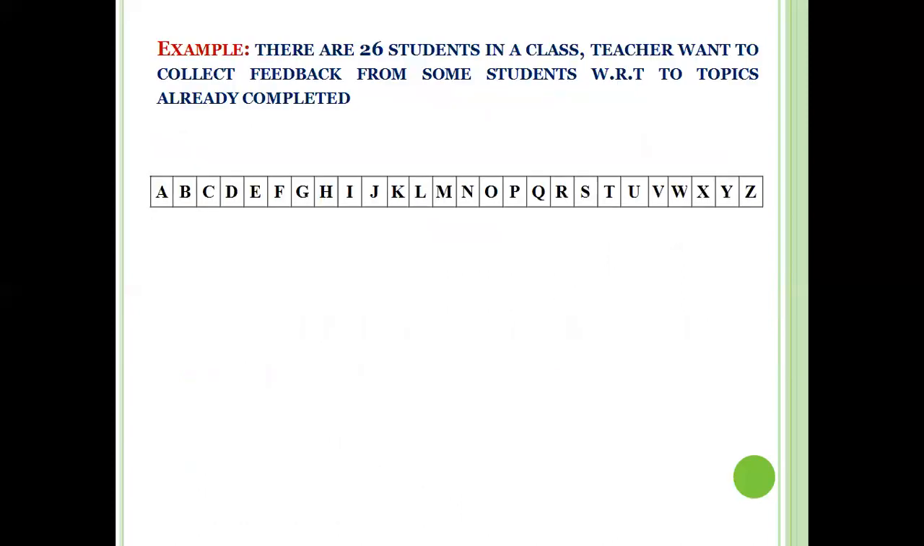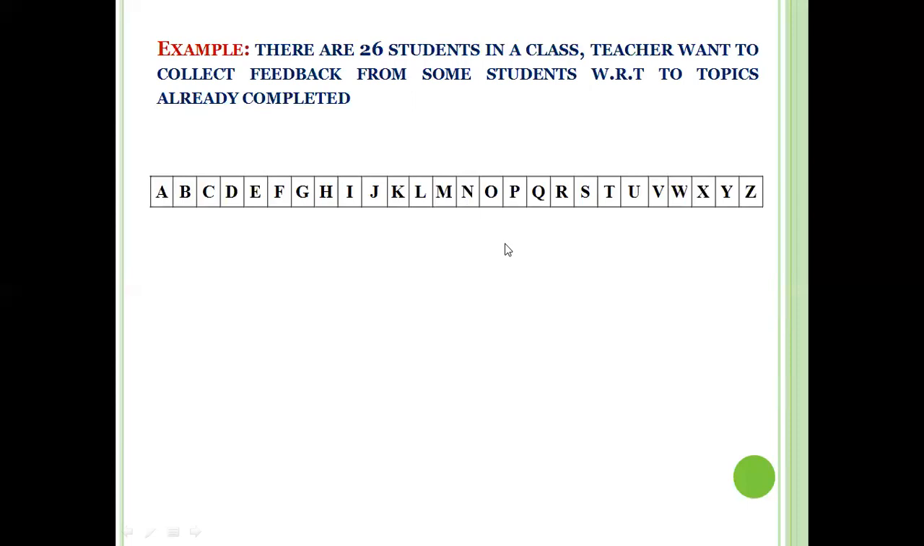And to understand this, let's take this example. Let's say there are 26 students in a class, and the teacher of the class wanted to collect feedback from each student with respect to the topic already completed. I said that the population has to be arranged, so we have arranged them from A to Z.